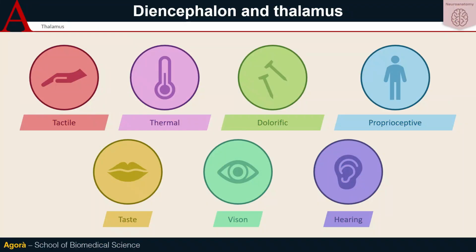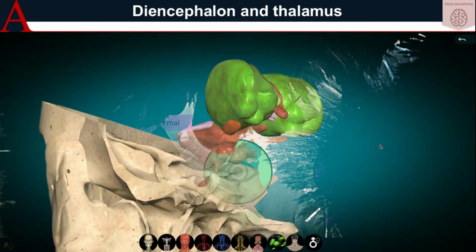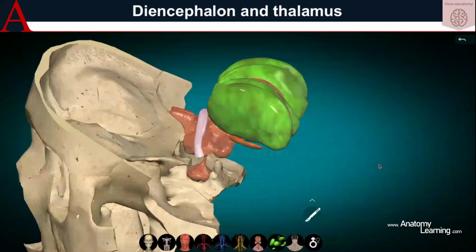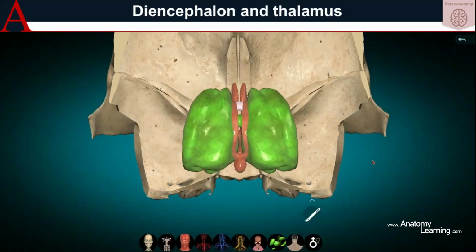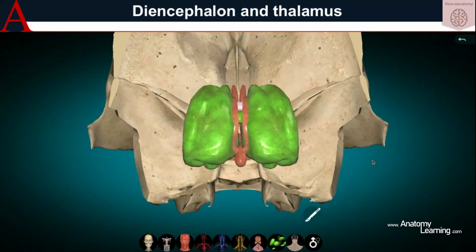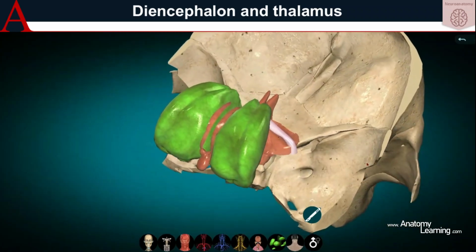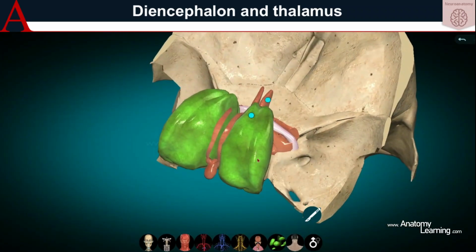The thalamus is conventionally divided into 4 surfaces and 2 poles. Superior, dorsal surface. It consists of 2 triangular regions, one medial with a posterior base and one lateral with an anterior base, separated by the choroidal fissure.